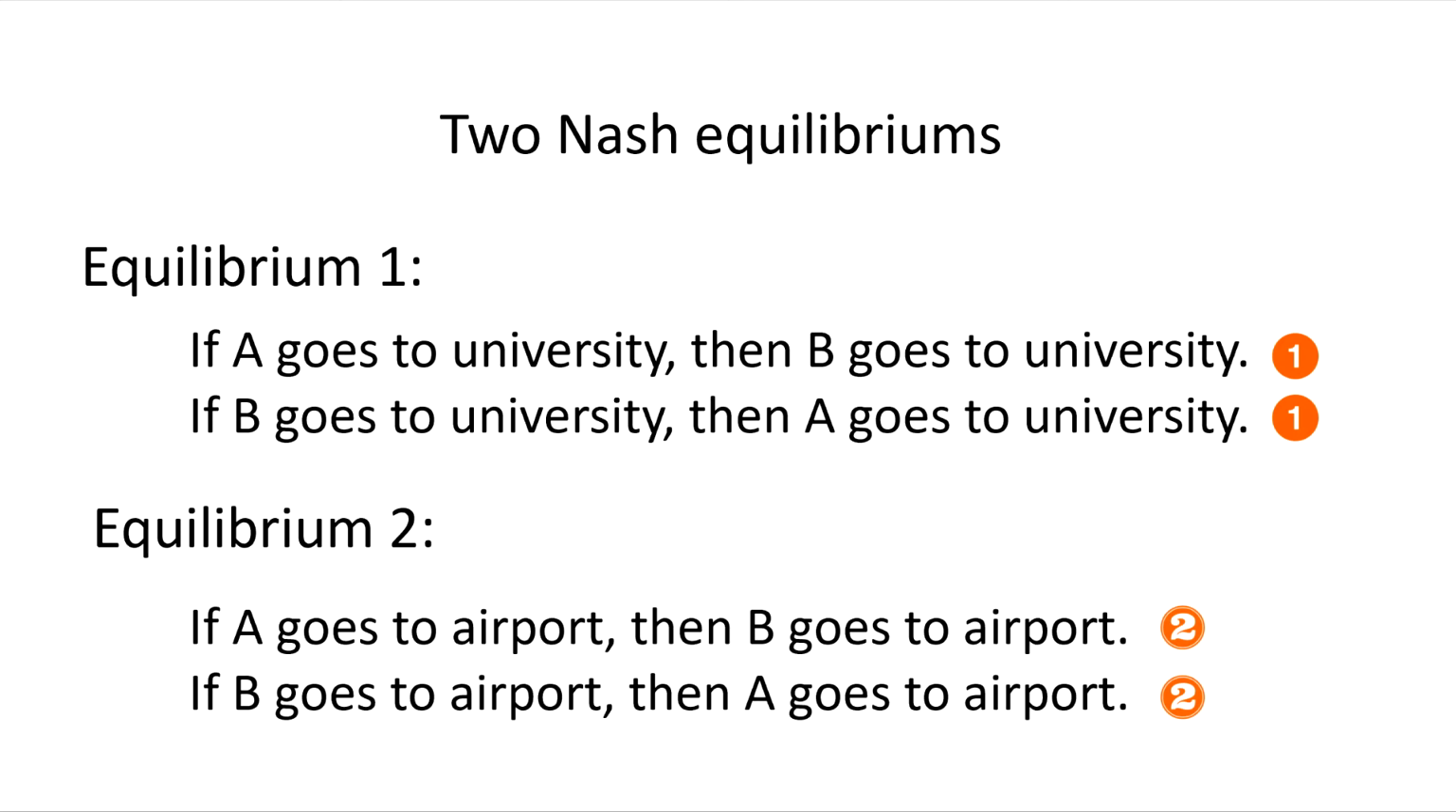We have the second Nash equilibrium here. If A goes to the airport, then B goes to the airport. If B goes to the airport, then A goes to the airport. And you can repeat it forever. So you can see the flow of the reaction functions, the matching between them. Therefore, this is the second Nash equilibrium.